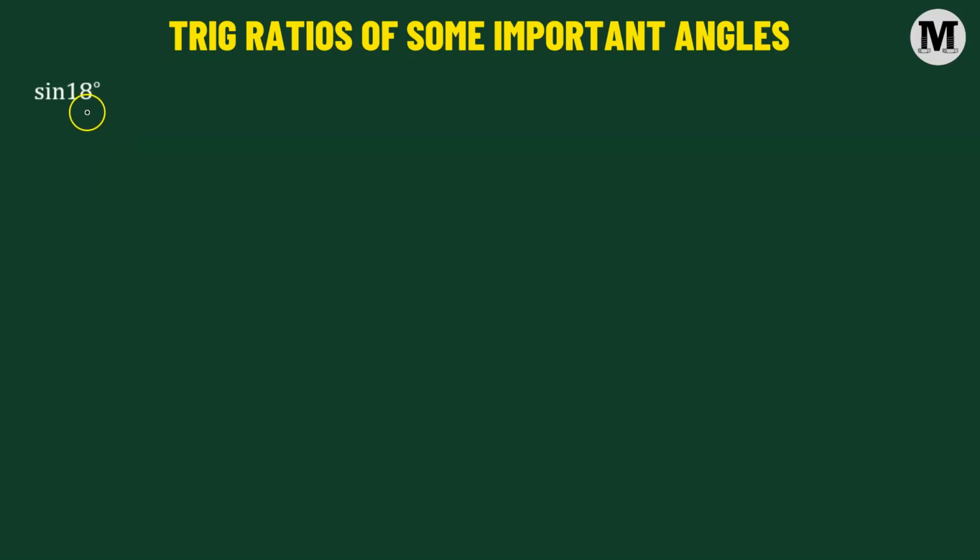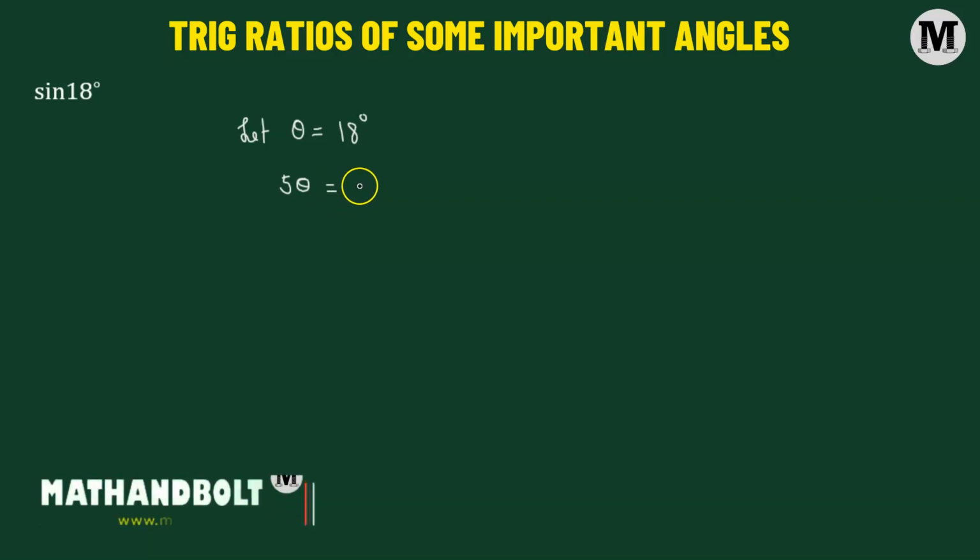Let's find out the value of sine 18 degree. So here what we'll do, we'll first assume that theta, let it be equal to 18 degrees. Now we're going to multiply both sides with 5. So 5 times theta gives us 5 theta, and 5 times 18 degrees, so that will be 90 degrees.